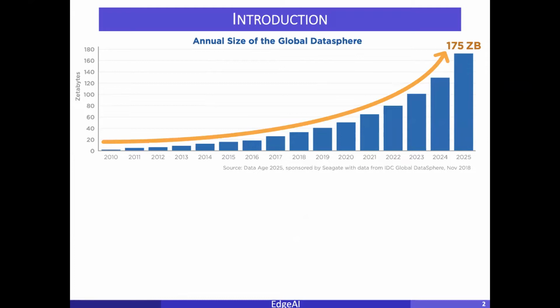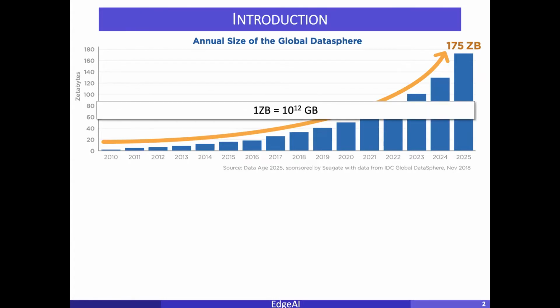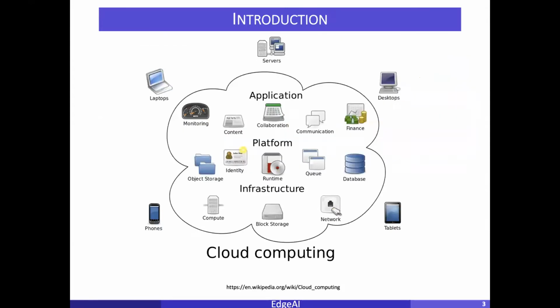Annually, the kind of data that we are generating is huge. By 2025, it is estimated that we will have 175 zettabytes of data. One zettabyte is equivalent to 10 to the power of 12 GB, right? So think about how much data we are generating. And the next question is where we are generating this much data.